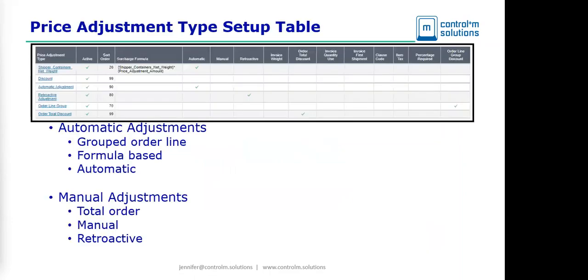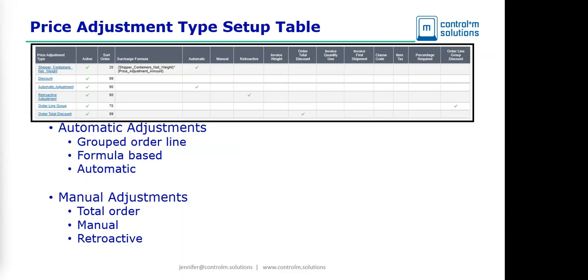So there are 2 setup tables that we will look at for price adjustments. The first one being the price adjustment type. This is going to determine what type of price adjustment you're going to be assigning for your adjustment records. Adjustments that are automatically assigned will be the formula-based, the grouped order lines, and the automatic types. These types cannot be edited at the order level. If you need to make a change, you would have to inactivate the price adjustment and then update your order line.